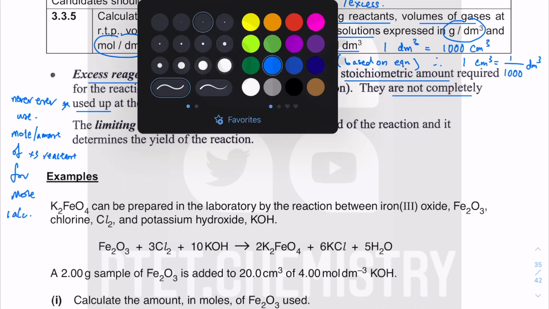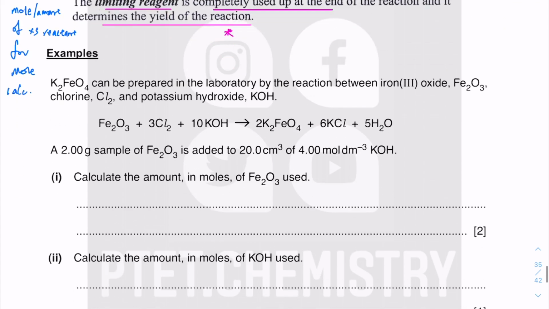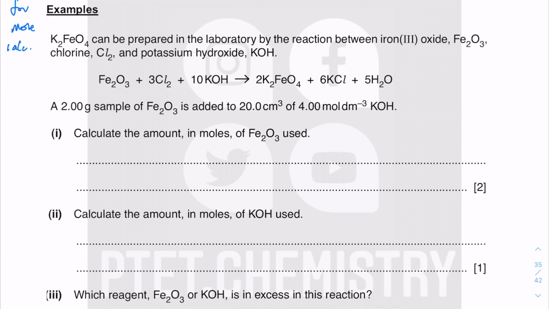On the other hand, limiting reactant is what you must use in order to do your mole calculations to find out how much product is obtained, because the limiting reactant is completely used up, is completely reacted, none of it is left at the end of the reaction. And that is the one that will determine the yield of the reaction. So I've provided a couple of examples here, because concepts are better exemplified through seeing them through examples.